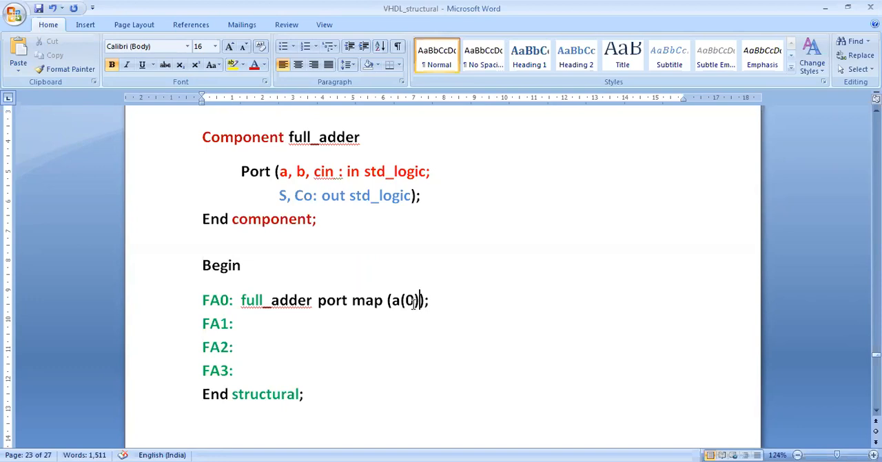A1, A2, A3 we don't need at this moment, so I separated A of 0, comma, next B of 0, and then C in, and then sum. Here the sum is S of 0, and then C1 here. Do you understand this one?